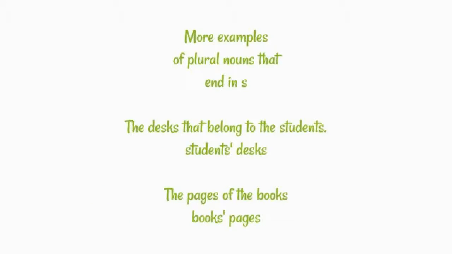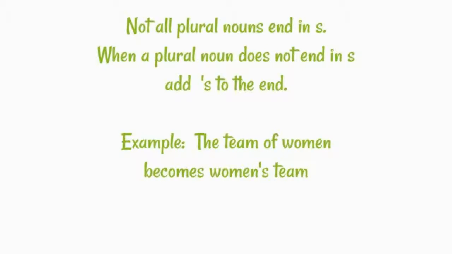Here are some more examples of plural nouns. Not all plural nouns end in an S. When a plural noun does not end in an S, add apostrophe S to the end. These are kind of irregular. So the example I have, the team of women becomes women's team. Women, the plural noun, does not end in an S, add an apostrophe S.